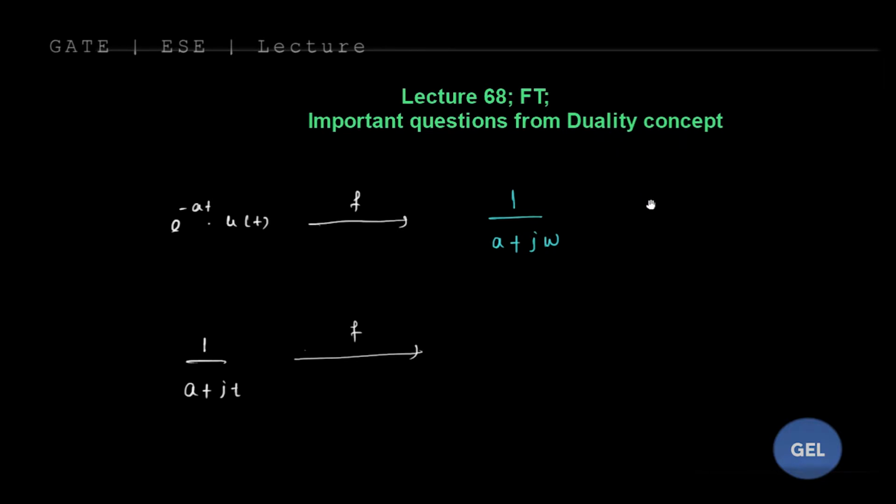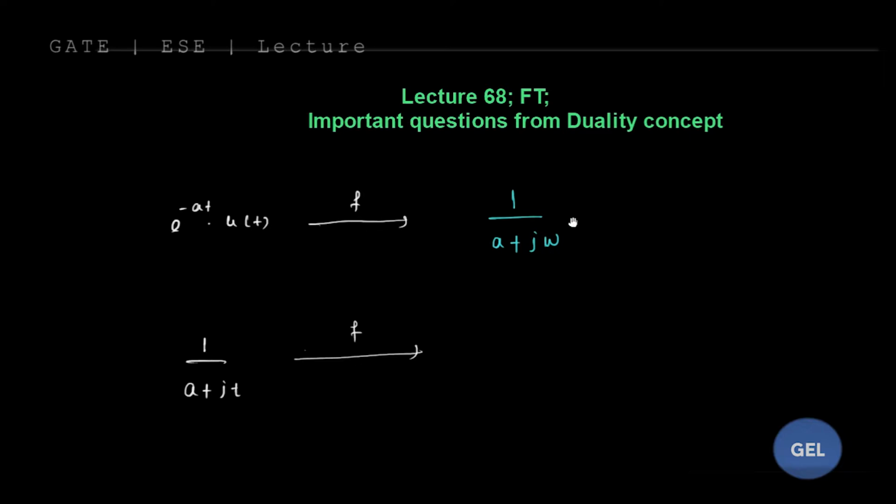It's a very simple concept, but it will give you extreme confusion, so please be careful with the concept. Listen to this extremely carefully. We know the Fourier transform of e to the power minus at u(t) is nothing but 1 by a plus j omega. So this is a real exponential, and we know the Fourier transform of a real exponential.